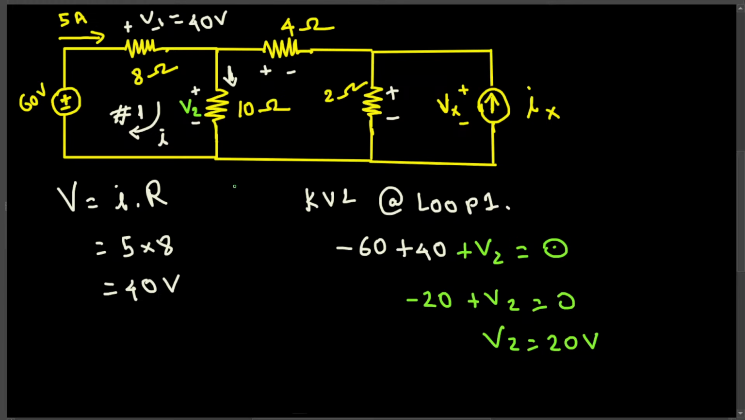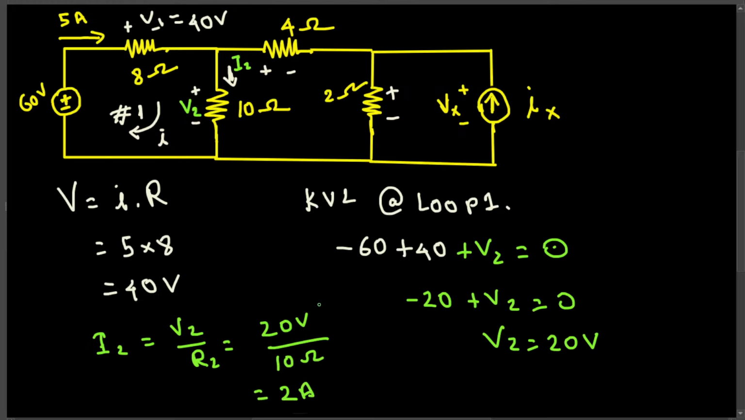Now let's look at what things we still didn't find. We didn't find this current. Let's call this current I2. If I want to find this current, I can apply Ohm's law. V is equal to IR, so I is equal to V divided by R. I2 is equal to V2 divided by R. R2, let's call this R. V2 we already found, 20 volts, divided by R2, that is 10 ohms. So that's going to give us 2 amperes. So the current passing through this one is 2 amperes.